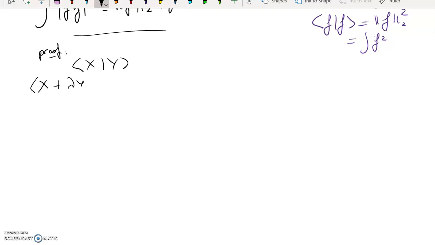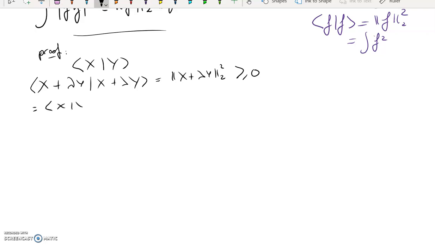So the norm square of x plus lambda y is going to be the inner product of x plus lambda y with itself. And of course that's greater or equal to 0 because it's just a norm. So let's expand this. You remember how we do that.